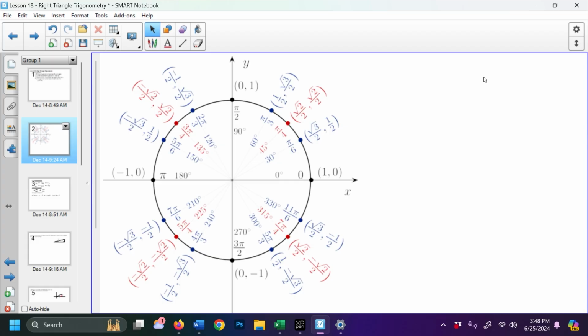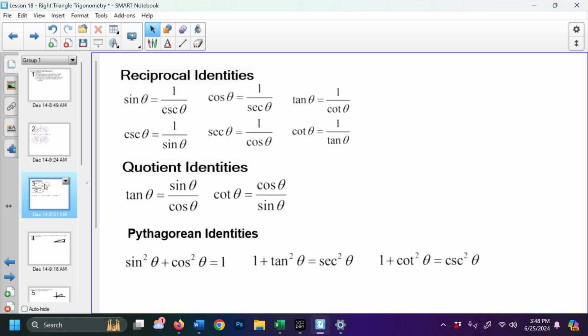Let's get started. Okay, so I've got this unit circle here for us to refer back to if we ever need it. Now, you should be learning your unit circle and committing it to memory. We will be having that quiz here very shortly if we haven't had it already. The next slide, though, is some of the identities that you can find on your trig identity cheat sheet.